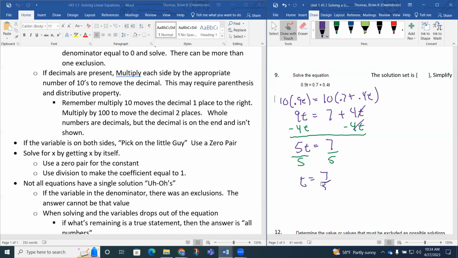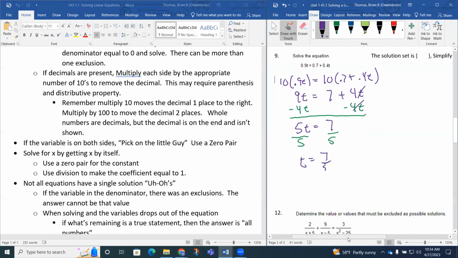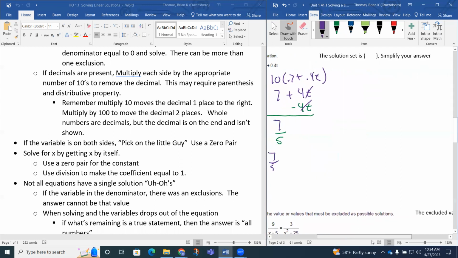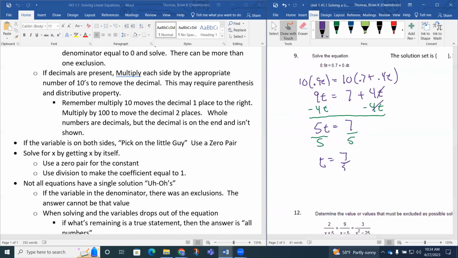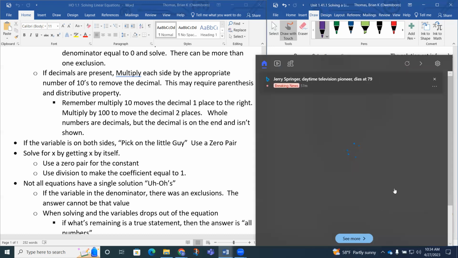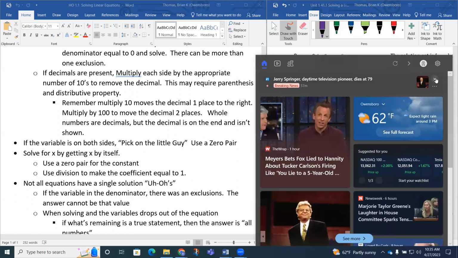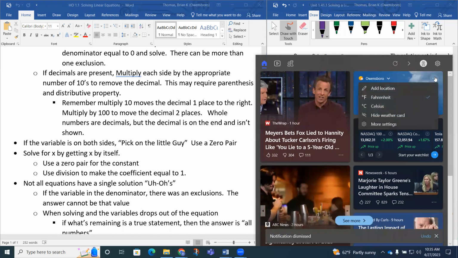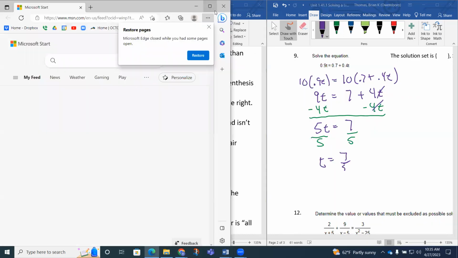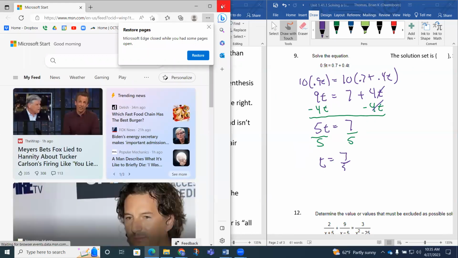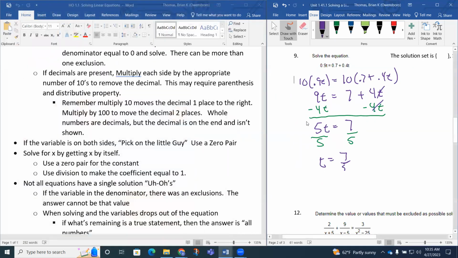Now let's see if they want a decimal or a fraction here since we have decimals. It says simplify your answer. So it doesn't say anything about having to have fractions. So your answer can be a fraction or a decimal. Let's see. Okay. So I can leave it as 7/5 or a decimal on this one.